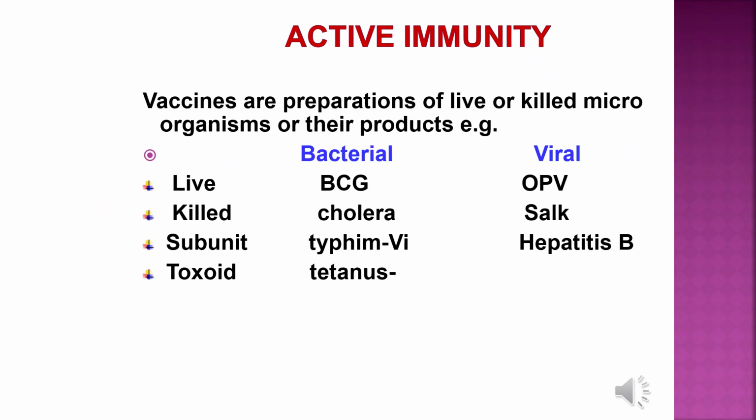Now we'll see a few vaccines. Vaccines are preparations of live or killed microorganisms or their products. There are bacterial or viral vaccines, and there are different types. Live vaccine: an example of bacterial is BCG and viral is OPV. Killed vaccine: an example in bacterial is cholera and in viral it is Salk, that is for polio. Then subunit vaccine: typhi Vi in bacterial and hepatitis B in viral. Then toxoid, it can be tetanus in bacterial.